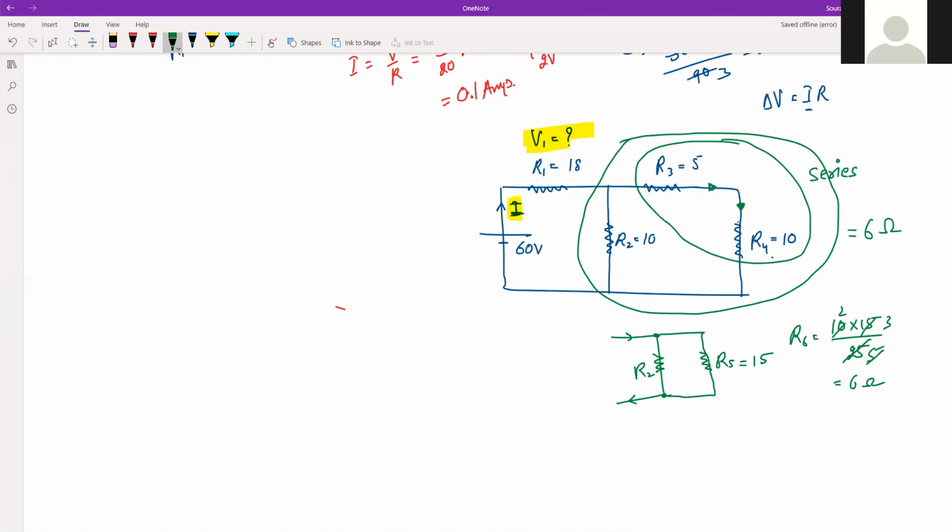And now that is in series with this. So total R equivalent is equal to 18 plus 6 equals 24 ohms. And what is the V value? That is equal to 60 volts. So from here, what will be I? I will be equal to V by R, which is equal to 60, that is V, divided by 24. So that will come to be 2.5 amperes.